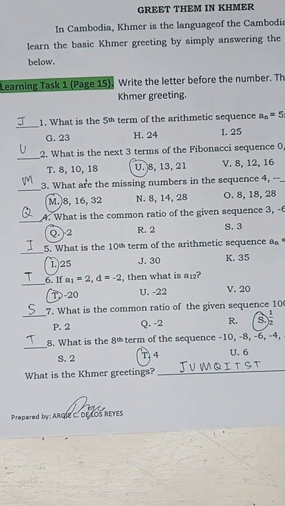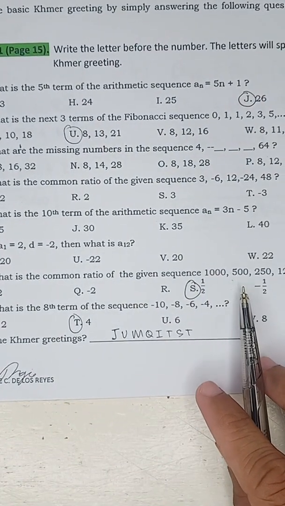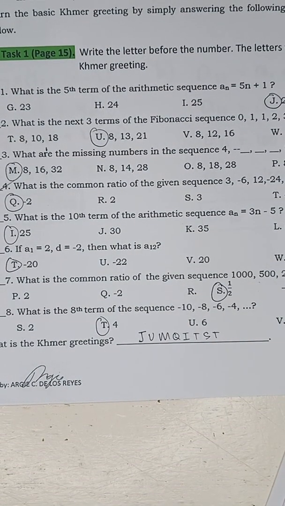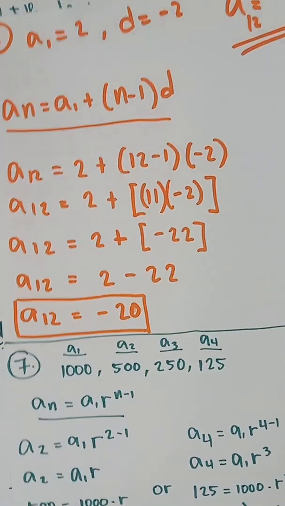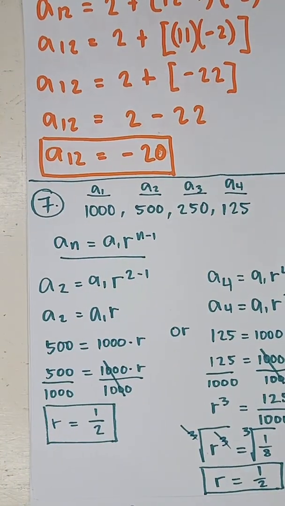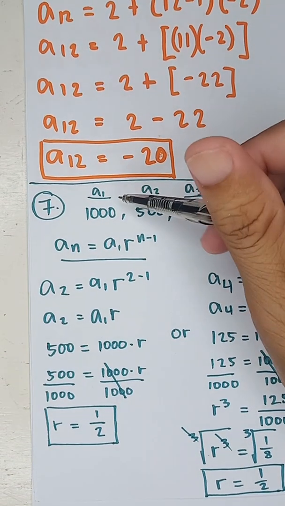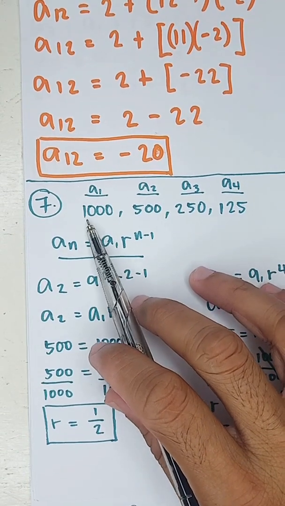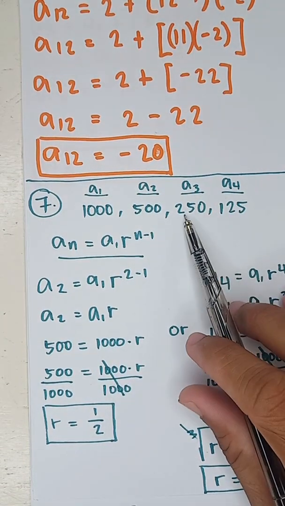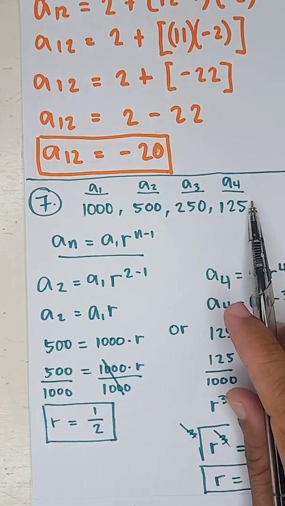Ayan, letter D. Okay, number 7, what is the common ratio of the given sequence 1,000, 500, 250, and 125? So, we are going to find the common ratio of the given sequence. So, since ratio yung na-mention, gagamitin natin yung formula of the geometric sequence: a sub n is equal to a sub 1 times r raised to n minus 1. Okay. So here, I have written the sequence. A sub 1 is 1,000, a sub 2, 500, a sub 3, 250, and a sub 4 is 125. So, yun yung first term, second term, third term, and fourth term.